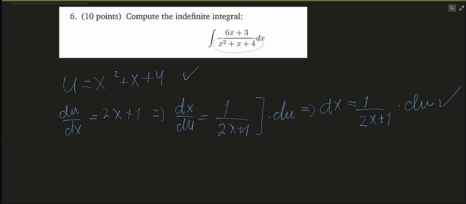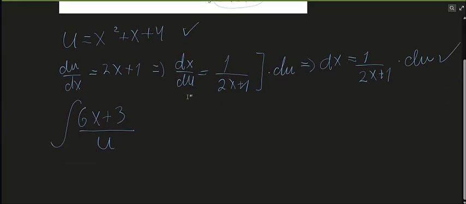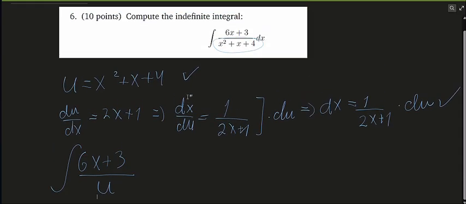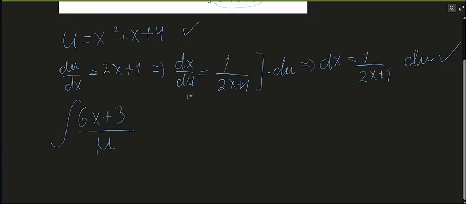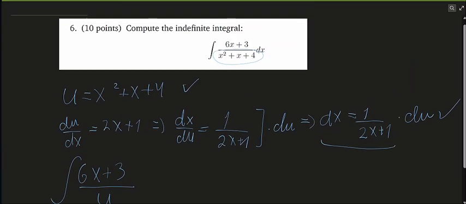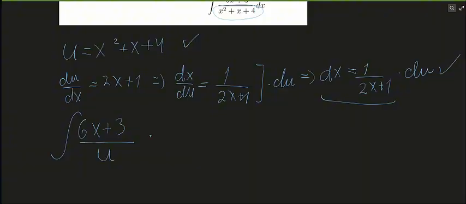Two items on the checklist. Now let's plug both of these back into the integral. 6x plus 3 divided by u, the denominator is u. The 6x plus 3 on top is the dangling part, which will hopefully cancel if we've done our job correctly, which we have. The original integral had a dx, as it always does, and we need to multiply by that dx. So let's multiply by that 1 over 2x plus 1 du.